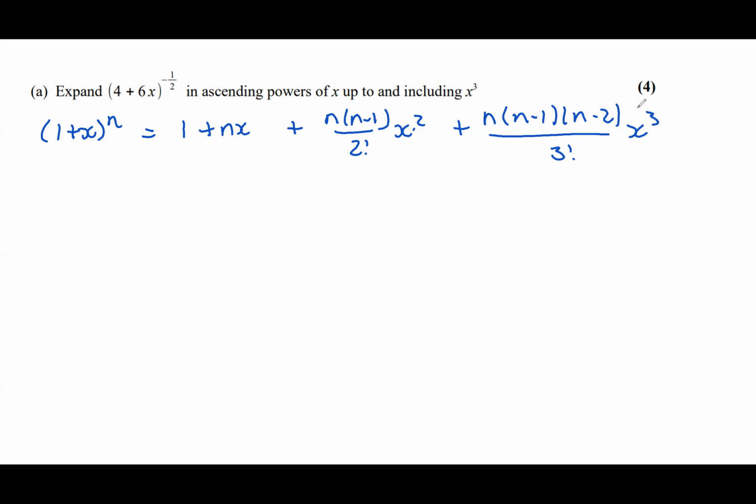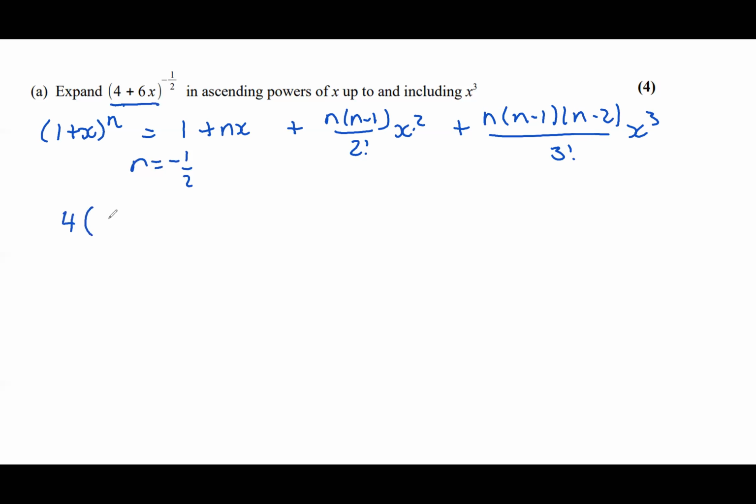So we're asked to expand (4 + 6x)^(-1/2). So remember, in this case, n is equal to minus a half. Now you should notice that the format that this is in is not the format that the formula is in, because we have 4 + 6x, not 1 + something x. So we need to factorize the 4 out.